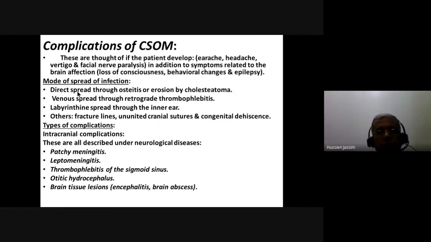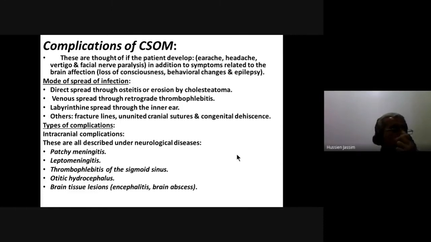The mode of spread here is either direct from the osteitis or erosion of the bone by cholesteatoma, or venous spread by retrograde thrombophlebitis reaching the cranial cavity, or labyrinthine spread from the inner ear reaching the cranial cavity. Other pathologies are fracture lines, where the patient has trauma, has chronic otitis media and then trauma, or ununited cranial sutures or congenital dehiscences. As we said, the types of complications are either intracranial or extracranial.